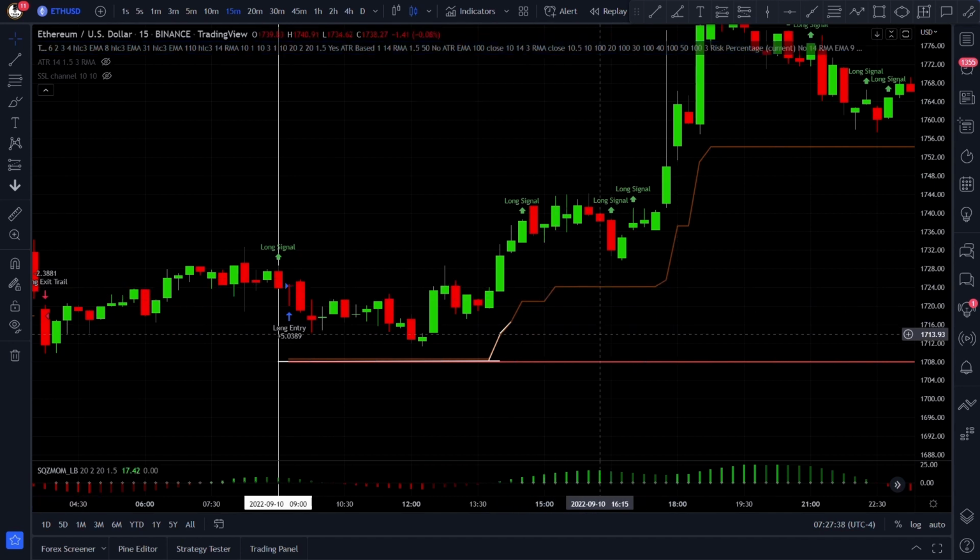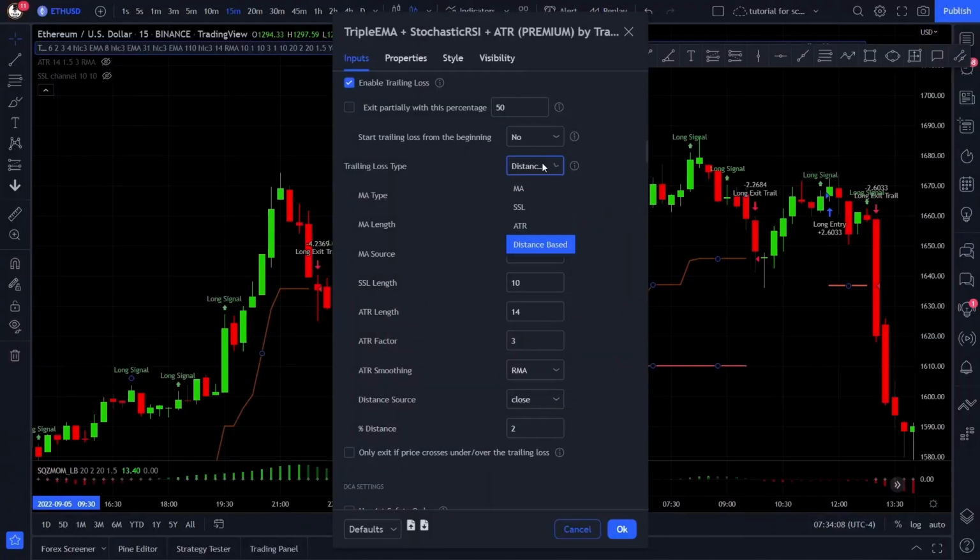In case of shorts, it works the opposite, so it uses the upper NNFX ATR lines, and the stop loss gets updated when a new low ATR level is printed. Finally, let's see how the distance-based trailing stop loss works. If you are using this type of trailing stop loss, you can set the source of the distance and the percentage distance. This trailing stop loss works similarly to the ATR-based one.